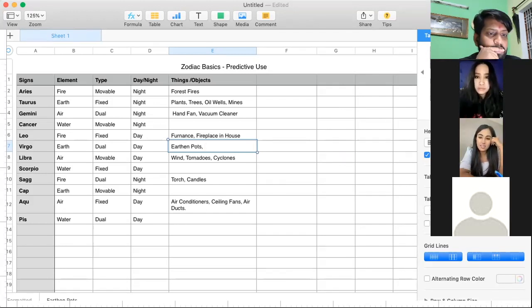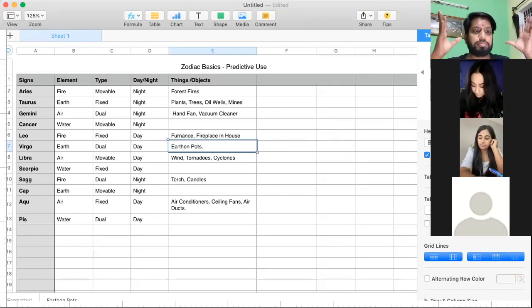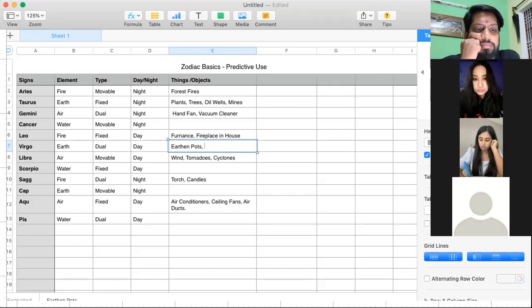Rocks. Yeah, rocks, but there's one thing, lava. Plants? Plants are fixed. They don't move from one place to another place. Lava. Molten lava from the volcano, or anything which is related to that.